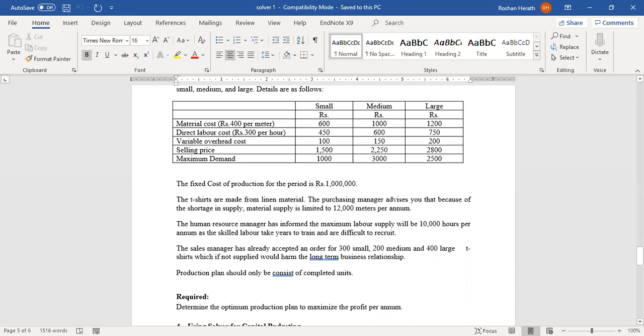And finally, it mentioned that the production plan should consist only of completed units, but I believe this is something that should not need to be given. It is something to do with your common sense. If it is production, it is units, so there can't be fractions. So in a given question, if it is not even mentioned, you need to ensure that the production plan consists of integer values. So that is another kind of constraint. So that is the situation.